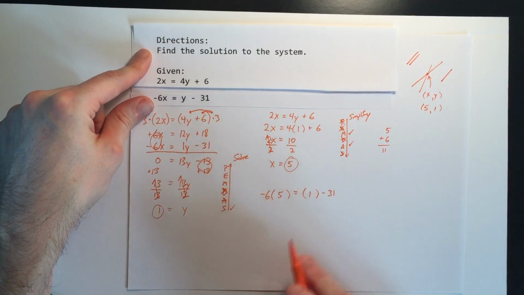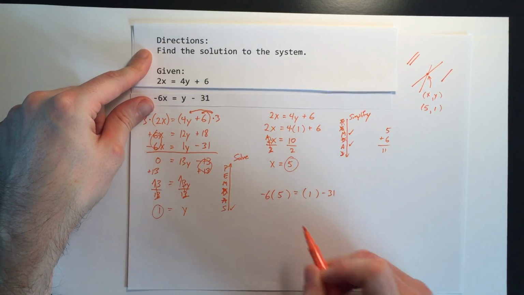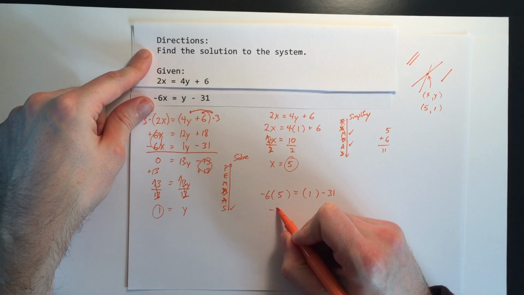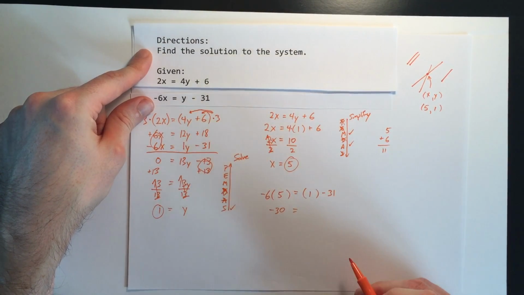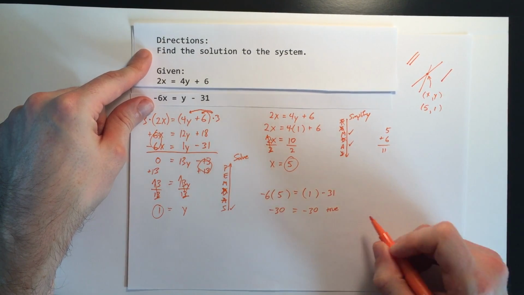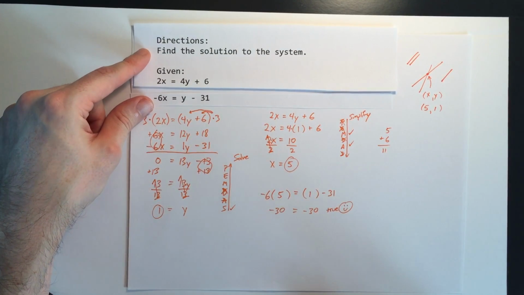And we're just going to evaluate and make sure that this side does in fact equal that side. And -6 times 5 makes, negative times positive makes a -30. And 1 minus 31 makes -30. And that's true. And that means that our answer is correct.